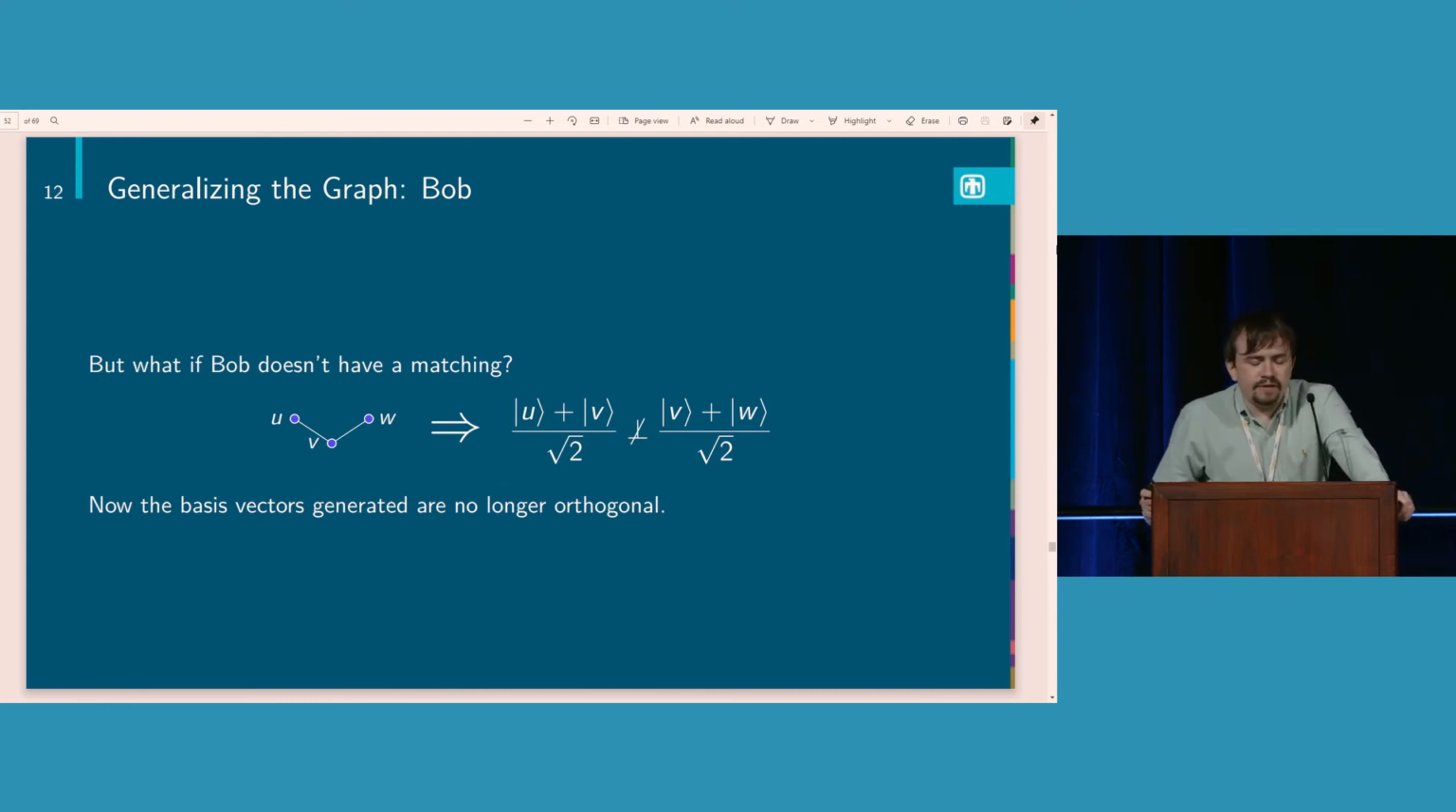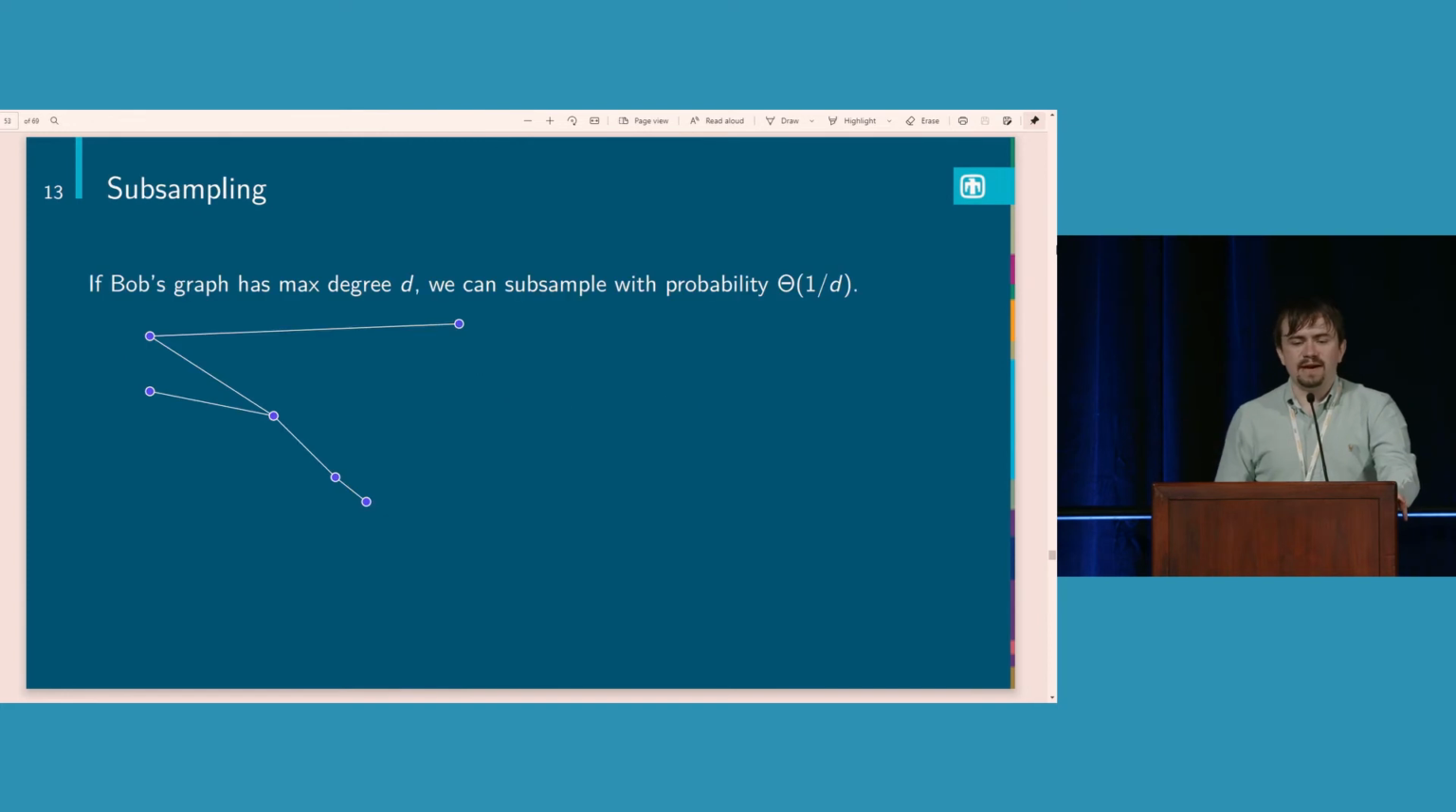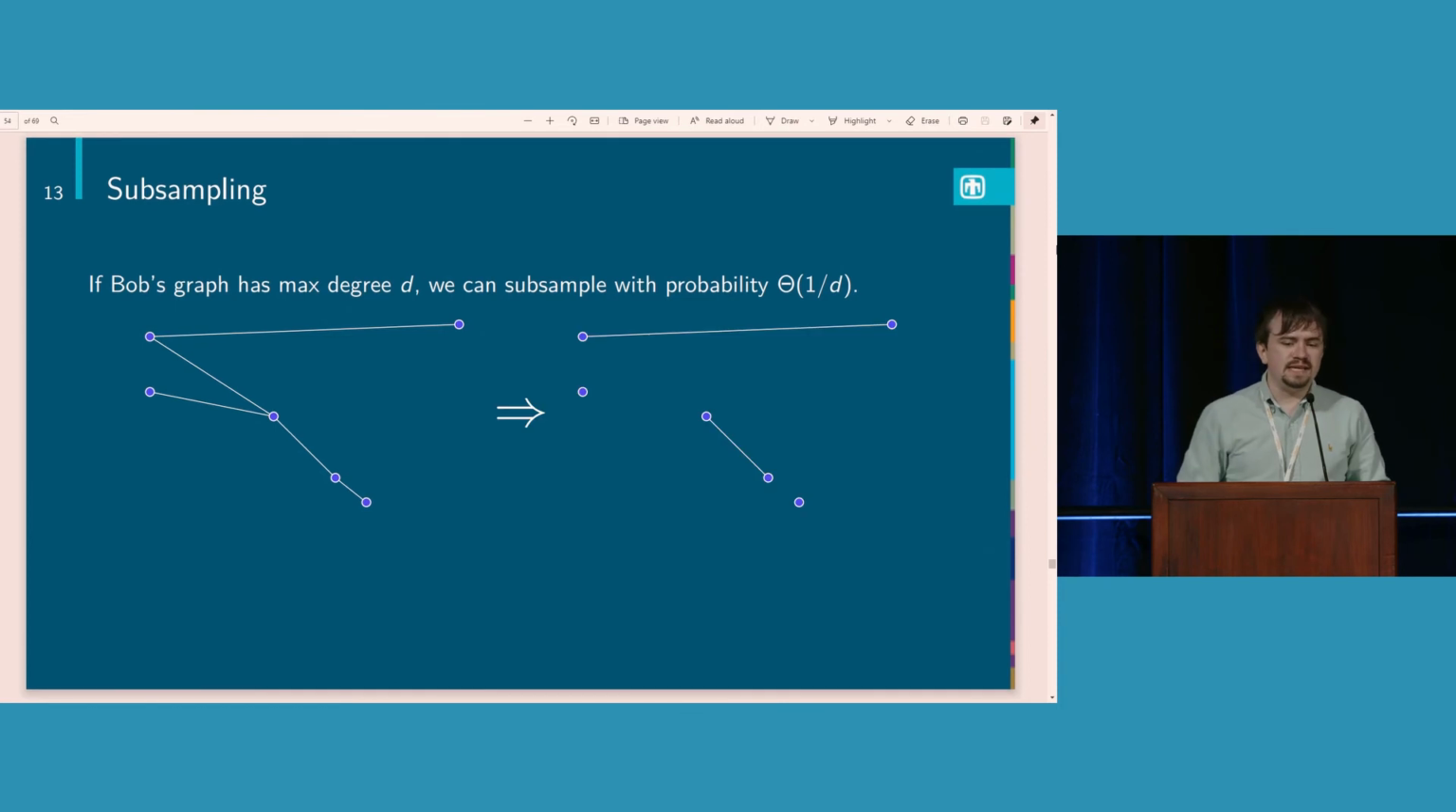So to start with, let's think about what we can do in the case where he only kind of doesn't have a matching. That is, he has a pretty low degree graph. Say the max degree of his graph is d. Then he can subsample his graph with probability theta 1 over d and get something that is at least epsilon close to being a matching, and then he can transform it into a matching just by deleting a few more edges. That will let him construct his valid measurement basis.